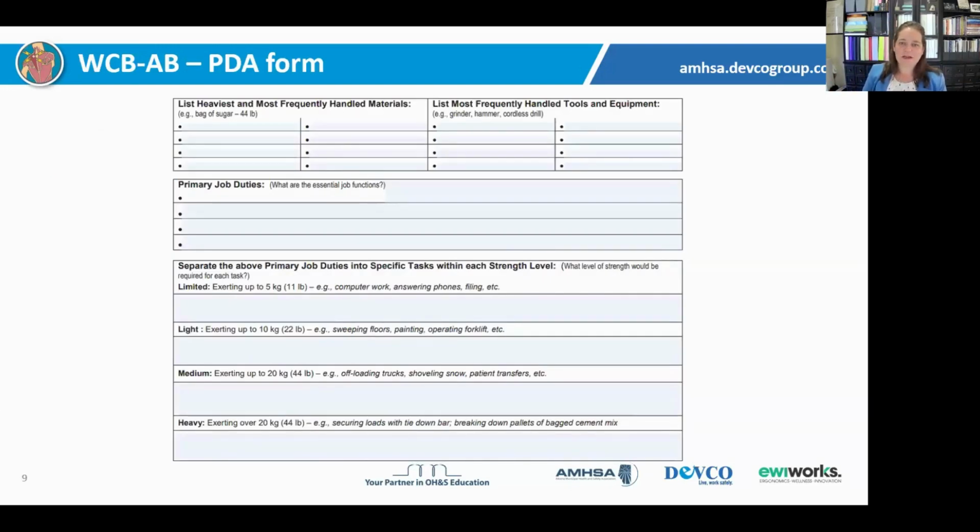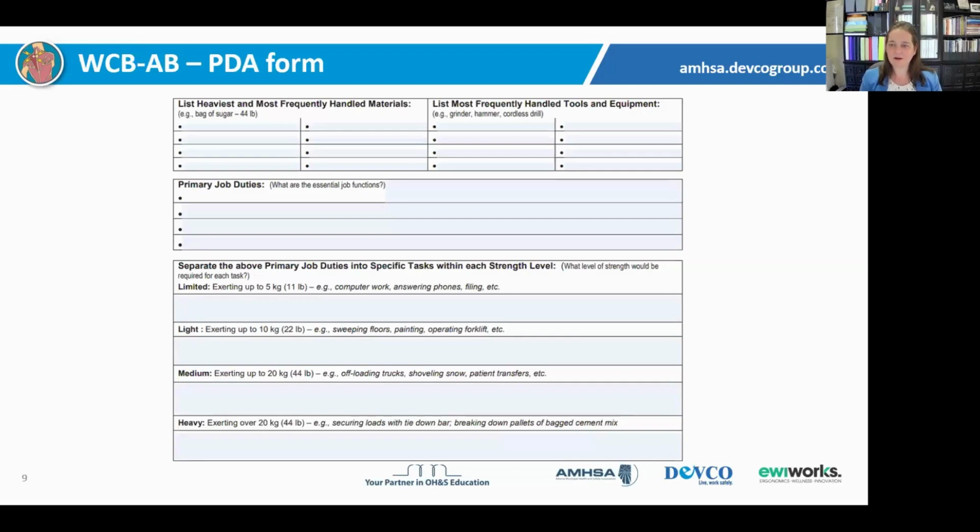So on one of the other pages for the PDA form for WCB Alberta, since these are usually used for physical claims and often for back claims and, second most frequent, shoulder claims, heavy items are usually flagged. So it's good to know what is being lifted, what is heavy.